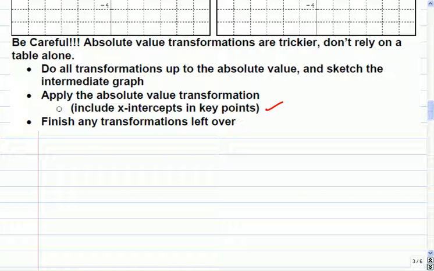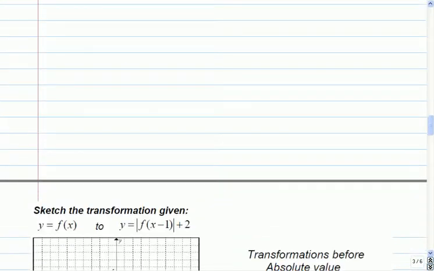Basically the easiest way to do this is in 3 steps. Number 1 is do all the transformations up to the absolute value, just like we did on those points, then do the absolute value transformation. Then finally, anything remaining. That's what we were doing when we worked on those points one at a time. But the absolute value graphs, I'm telling you, you will make careless mistakes unless you separate it into those 3 tasks. Okay? So we'll try one here just so you get an idea what I mean.